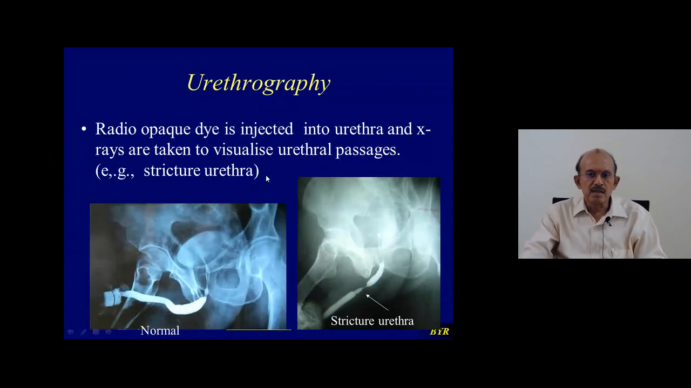Urethrography: radiopaque dye is injected into the urethra and X-rays are taken to visualize the urethral passages. So here you can see the dye is injected directly into the urethra and you can see this is a normal urethra. Here there is a block in the middle. This is a urethral stricture.